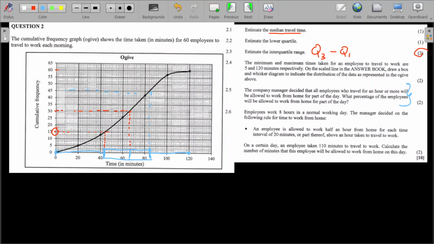Okay, now this is an analysis question, which if I analyze it now, it's gonna waste time and make this video very, very long. So hopefully what was needed here: on a certain day an employee takes 100 minutes to travel, calculate the number of minutes that the employee will be allowed to work from home on this day. That's the thinking part of this question too. I'm not gonna say more on that because it's gonna waste a lot of time in this video. Let's just move on.